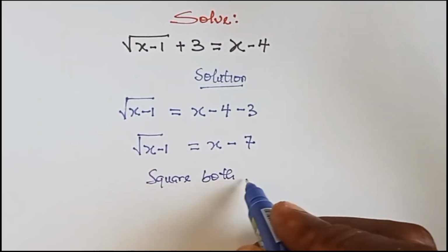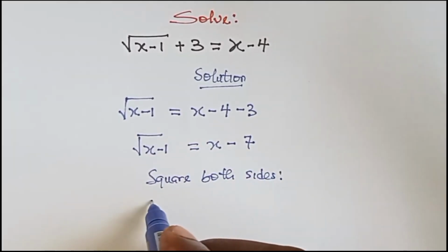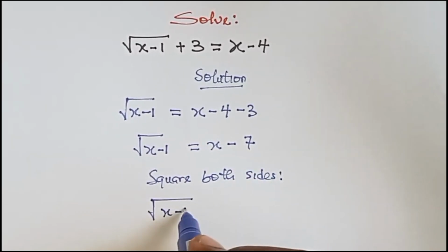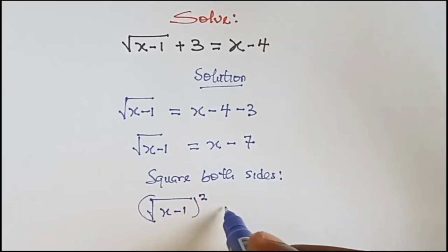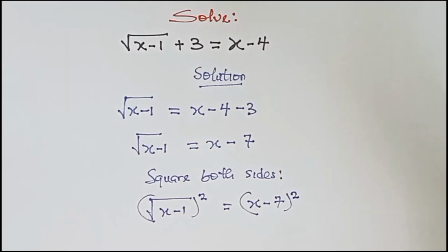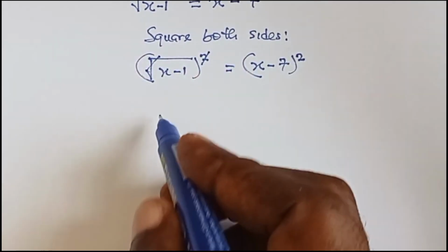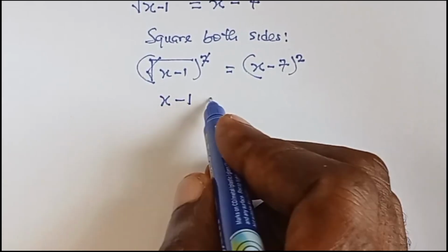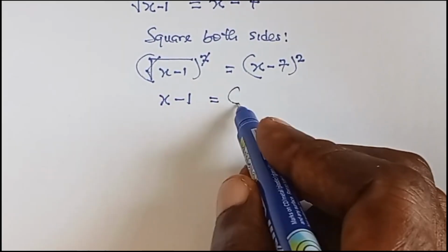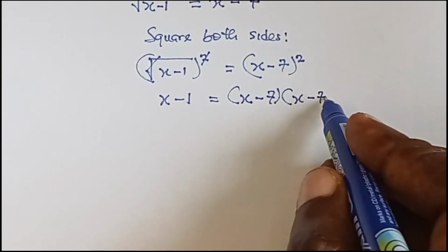Let's square both sides. Okay, when we square both sides, we have x minus 1 squared, then x minus 7 squared. Then the square cancels the square root. We have x minus 1, and this can be written as x minus 7 times x minus 7.